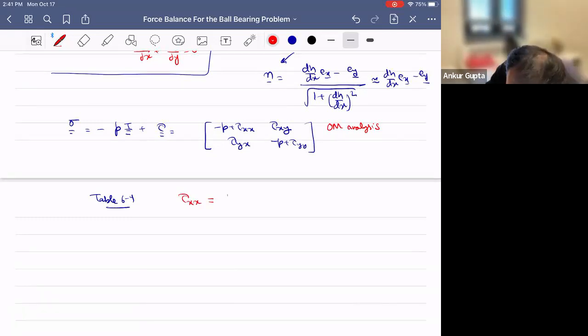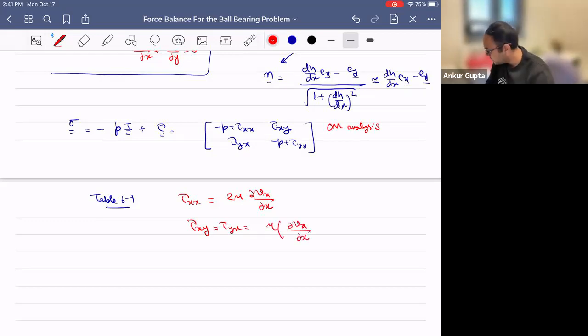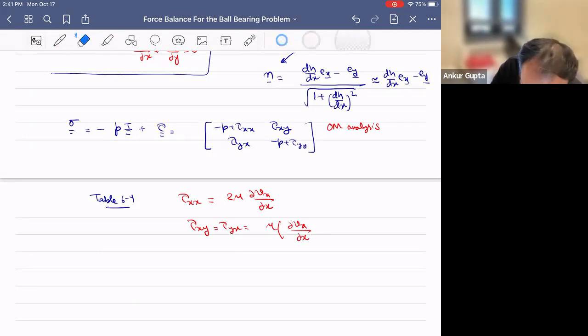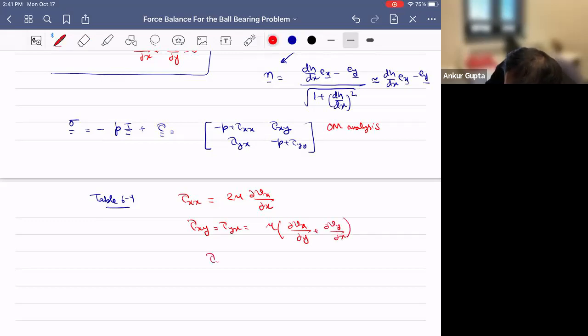So tau xx is 2 mu del vx by del x. Tau xy is equal to tau yx, which is mu times (del vx by del y plus del vy by del x), and tau yy is 2 mu del vy by del y. Okay. And remember that we had also calculated pressure.